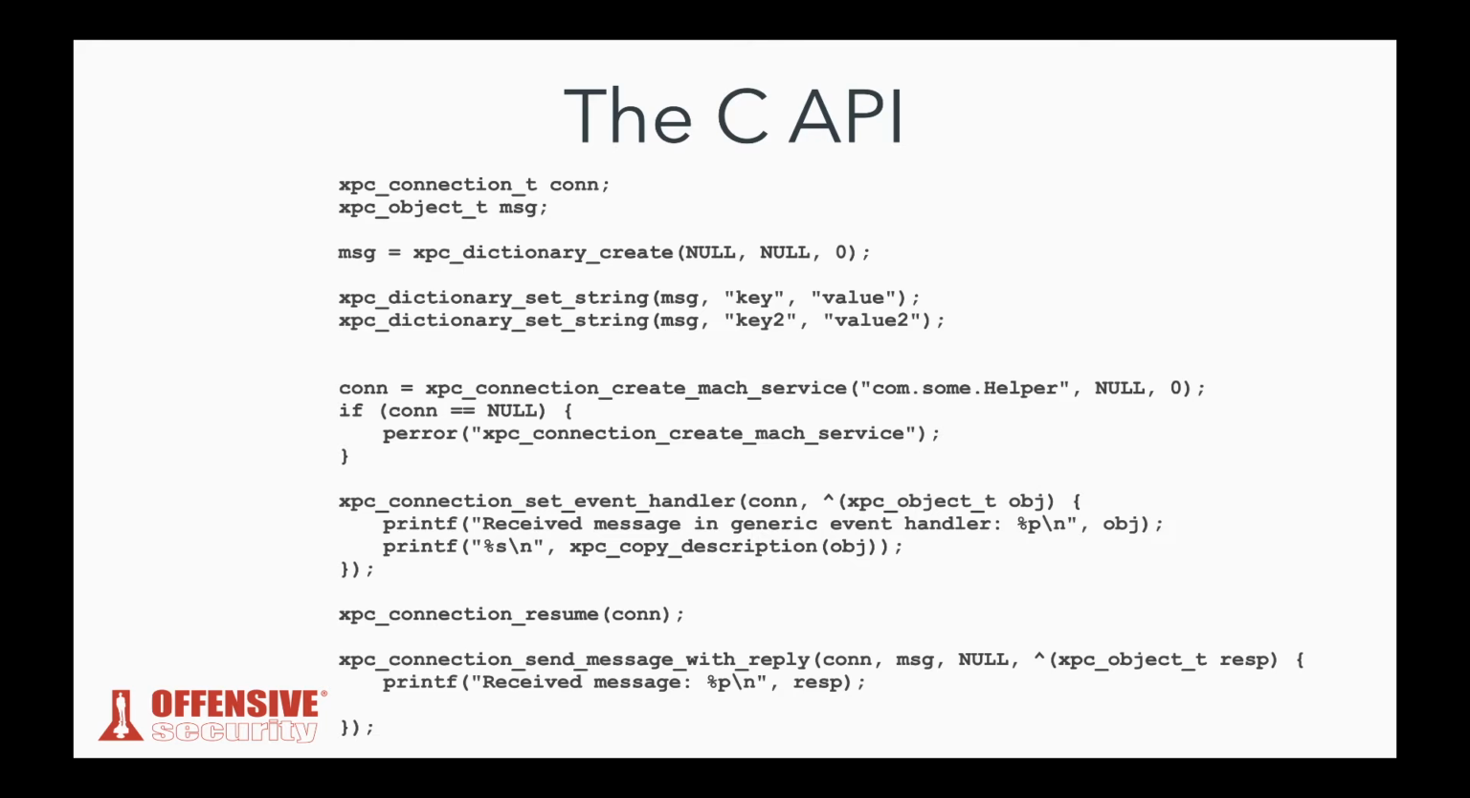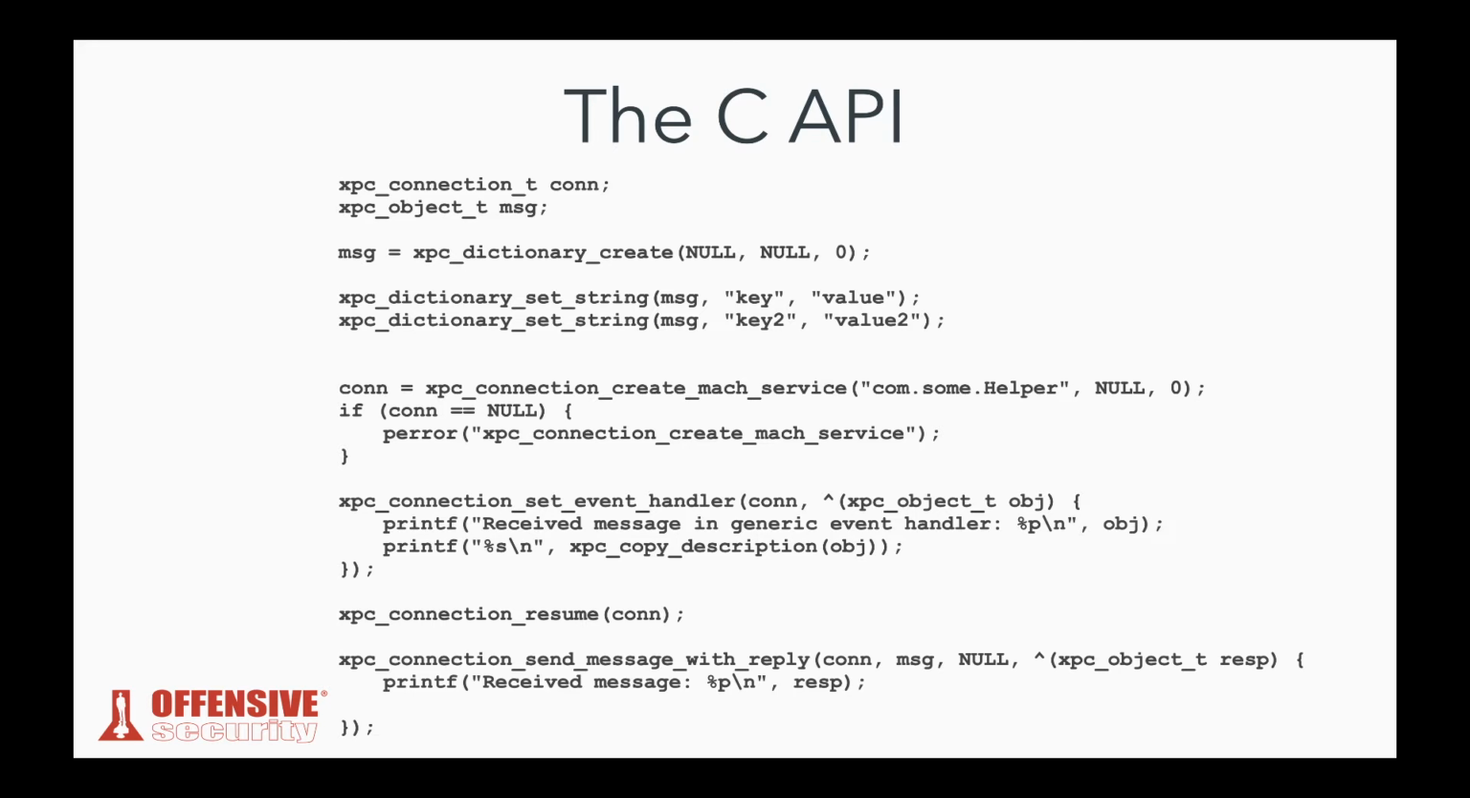In this case, we add strings like value and value2, but we can add other types as well, like arrays, integers, and dictionaries. It's very restrictive what we can add. We cannot just pass every type. There are about 10 different types of objects that we can pass.